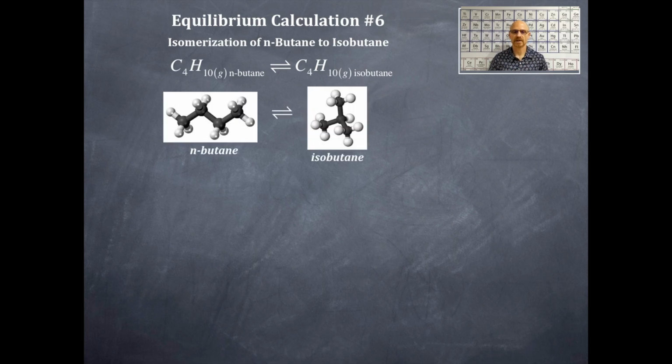And here are the structures. N-butane is just this nice chain, and isobutane has one of the groups, the methyl group, removed and stuck in the middle of it. So it's an iso group.